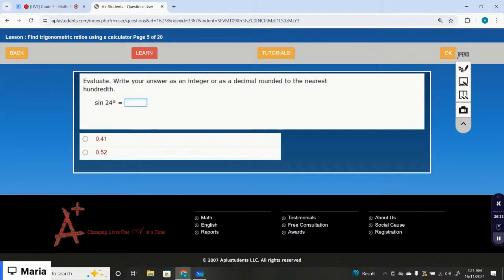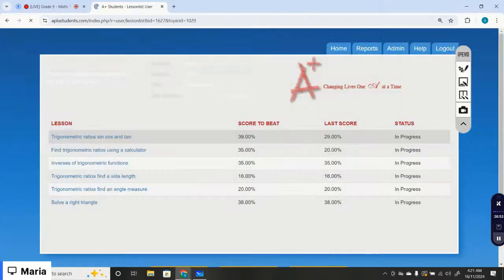So you can simply use the calculator and evaluate the values, right? Okay, you can complete the lesson by yourself later today. Let me just move on to next lesson.